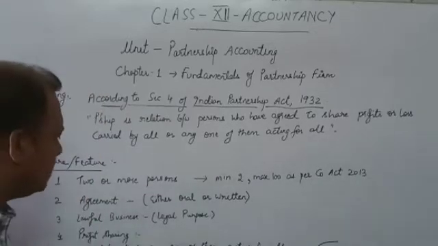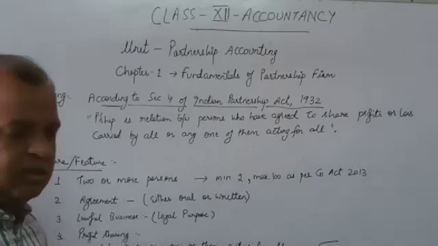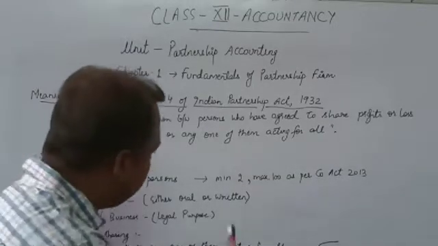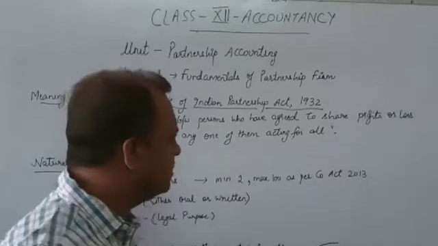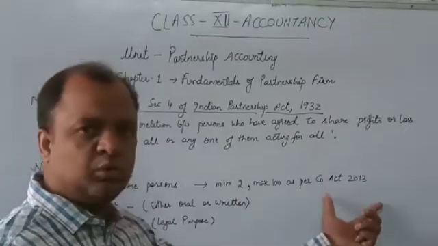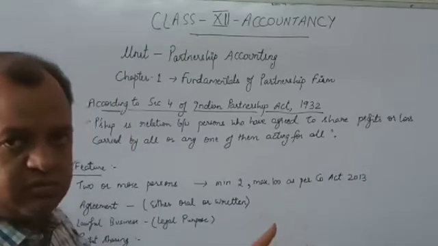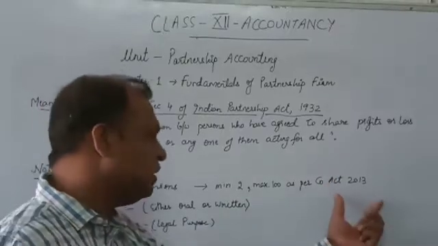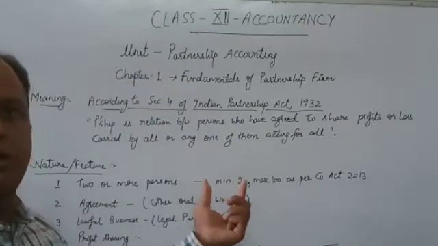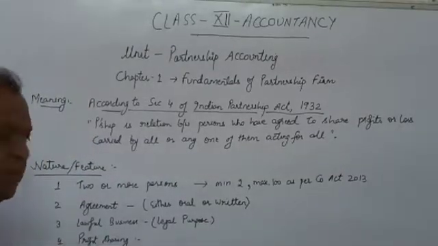Now, once a partnership is formed, from this definition itself, the features can be described. The first feature of partnership is two or more persons. In this, it is defined that there are minimum two persons to form a partnership, and the maximum number of persons as per the Companies Act 2013 is defined as 100. So maximum 100 persons can be partners in a firm as per the Companies Act 2013, and minimum 2 persons can be partners.